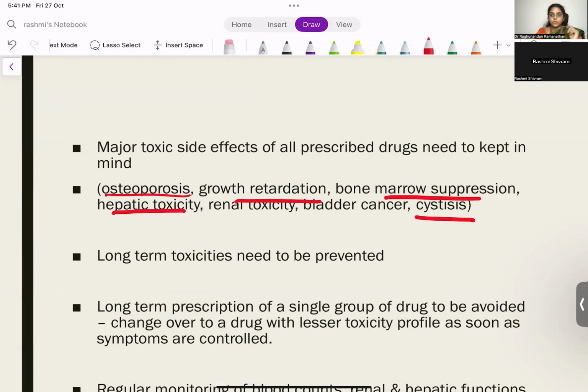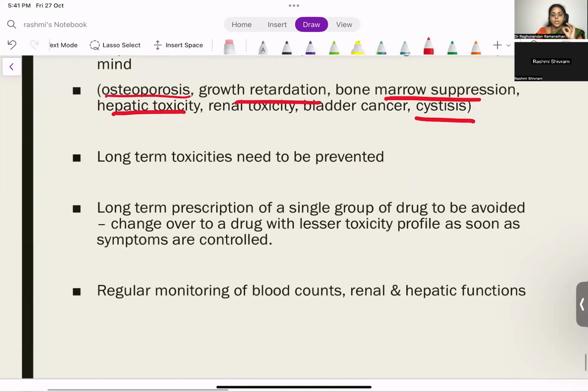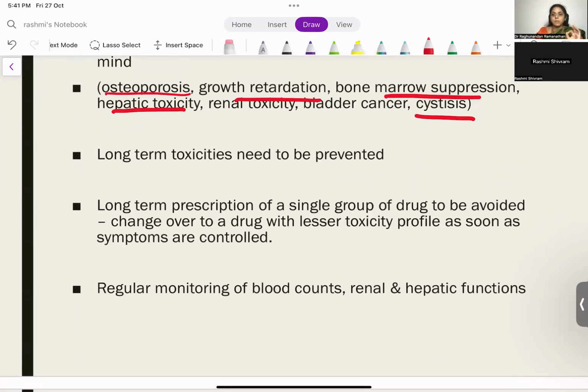All these side effects that you need to remember, you need to keep in mind so that you have to prevent the toxicities. You must give steroids for as short a duration as possible. You reduce the immunosuppression to the least minimum dose possible and try to maintain the patient, right? Regular monitoring of blood counts, renal and hepatic functions are very, very important. You must ask the patient to come regularly for a checkup.